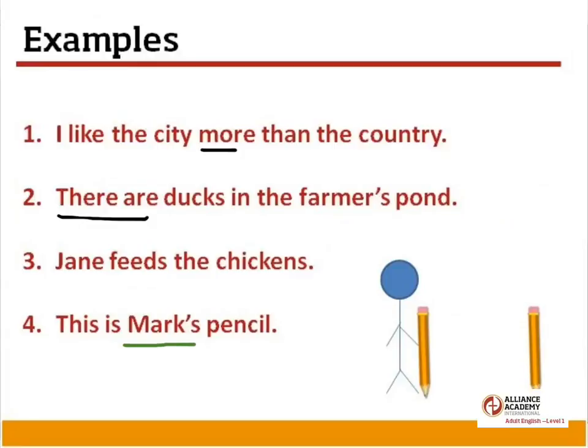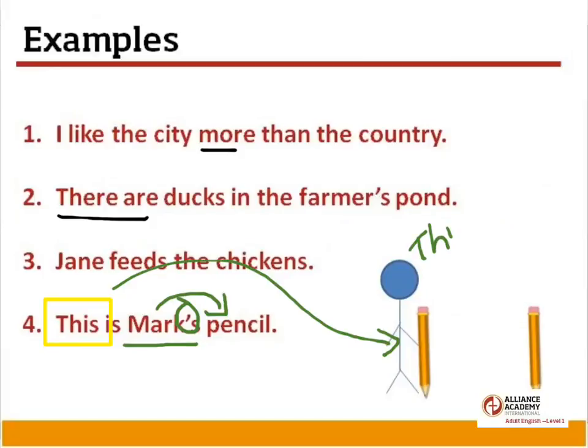Let's talk about this word for a minute, Mark's. This apostrophe is used to show possession. It's Mark's pencil. The other important thing we need to talk about right now is the word this. We use this as a demonstrative adjective, and it shows that the pencil is close. We can say, this is Mark. Again, we want to show possession, apostrophe S. This is Mark's pencil.